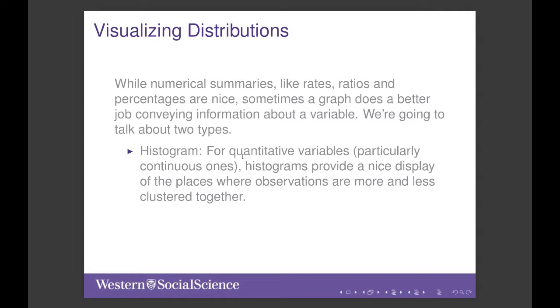Histograms are for quantitative data. In particular, they're best for continuous data, like anything having to do with money or temperature. They're less good for variables that are discrete and likely have relatively few values. For example, the number of times a person has been into space, number of civil wars a country has had, or something similar.